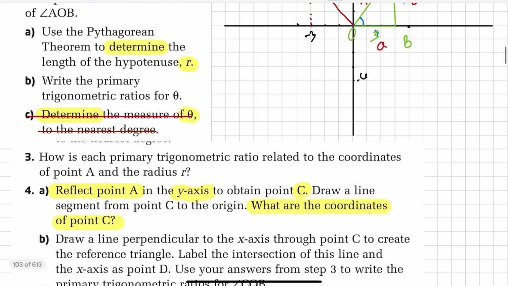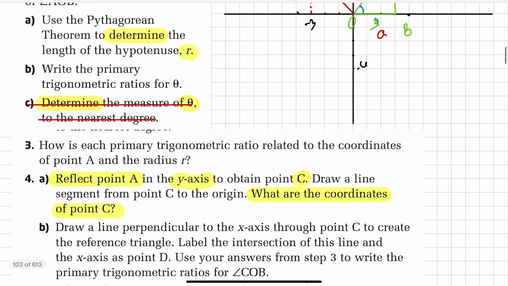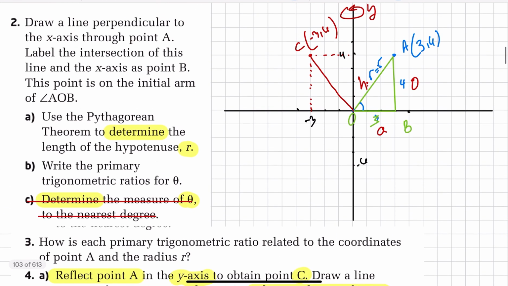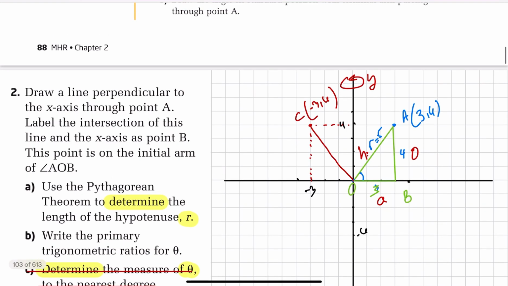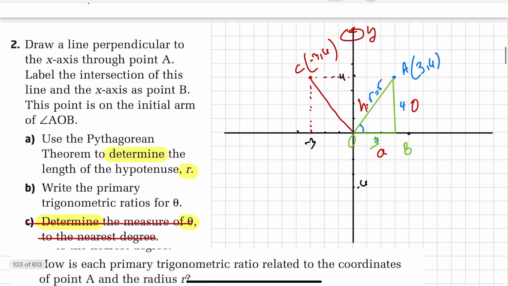Draw a line perpendicular to the x-axis to C, to reflect the triangle. Label the intersection of this line and the x-axis with D. Use your answer from step 3 to write the trigonometric function for COB. So they need us to find that for COB, which is here, which is this angle.